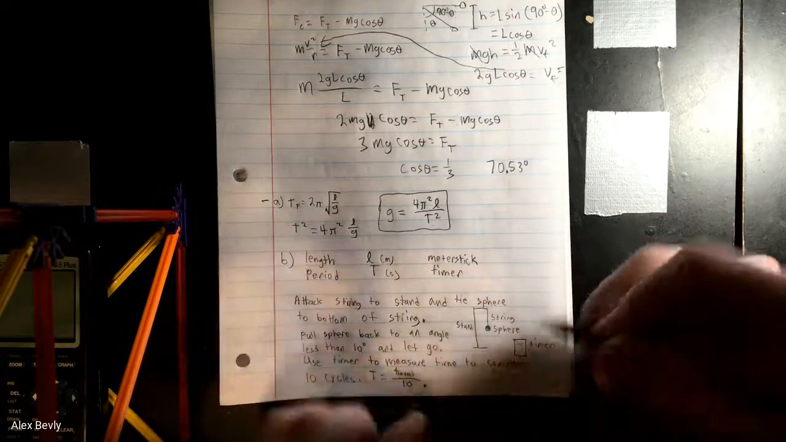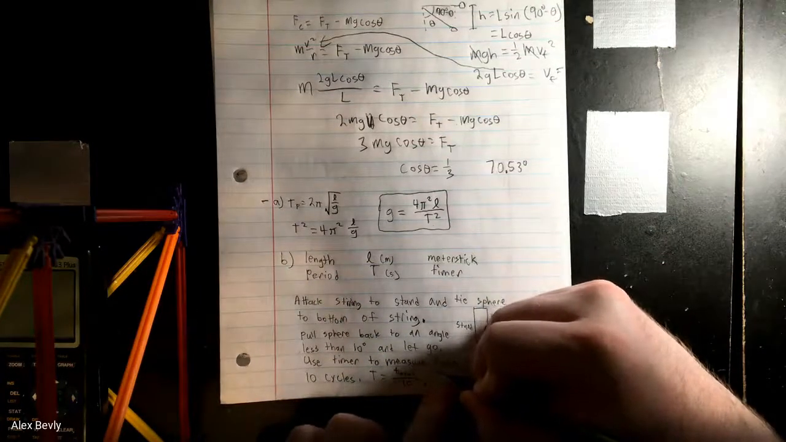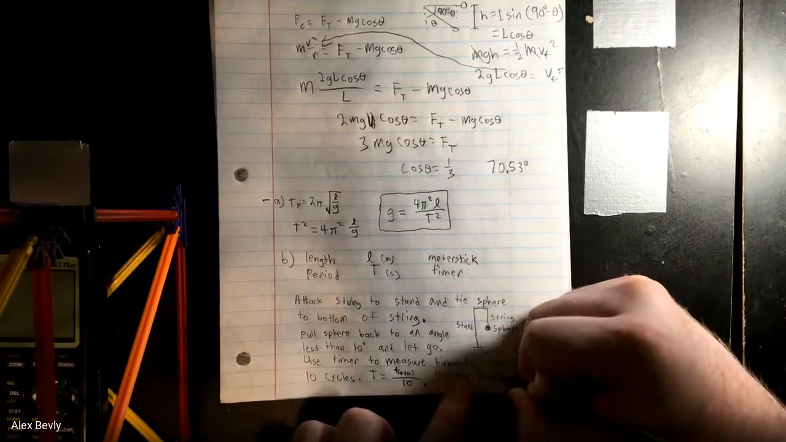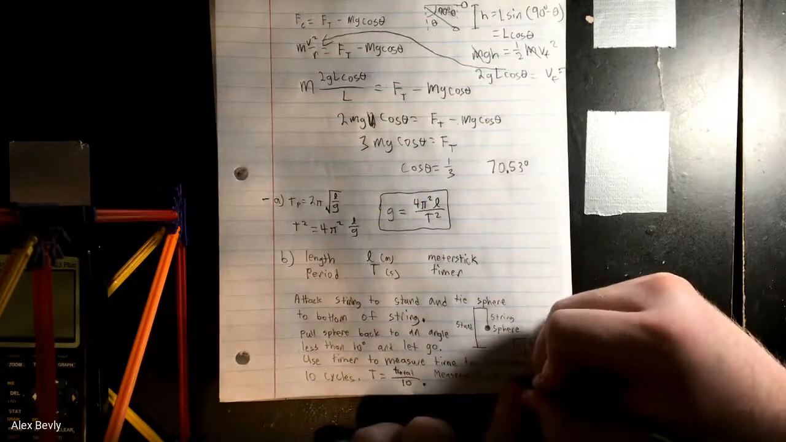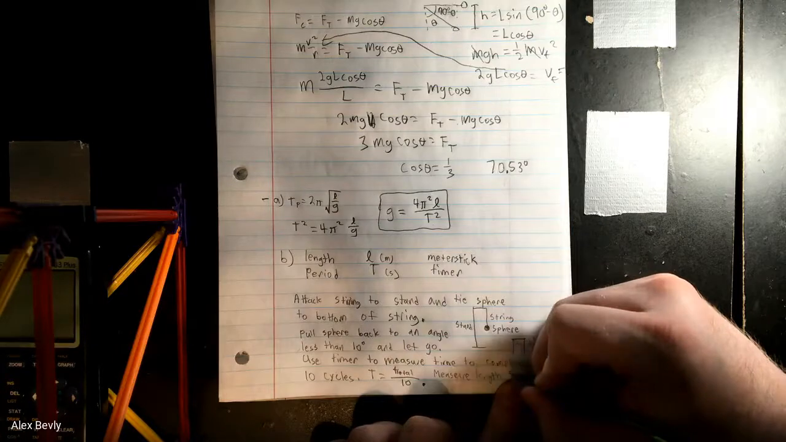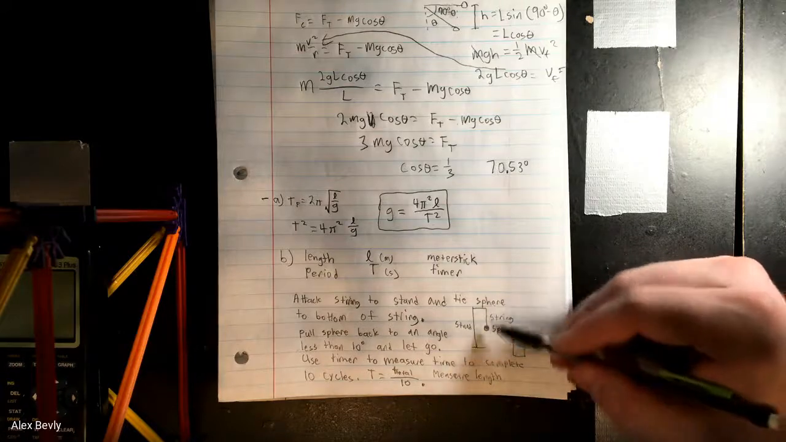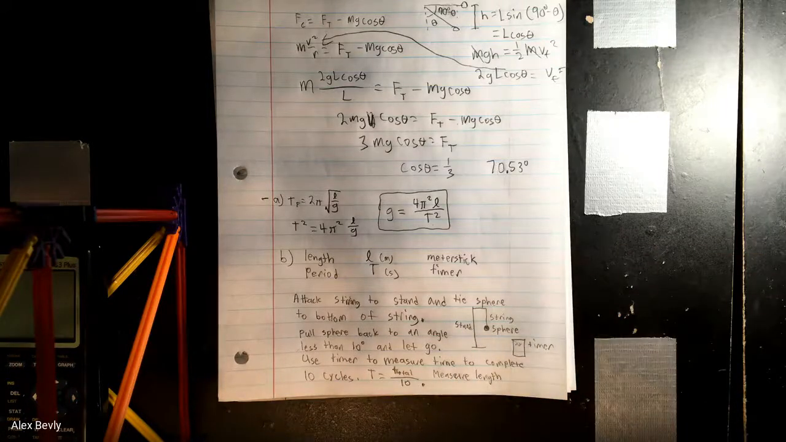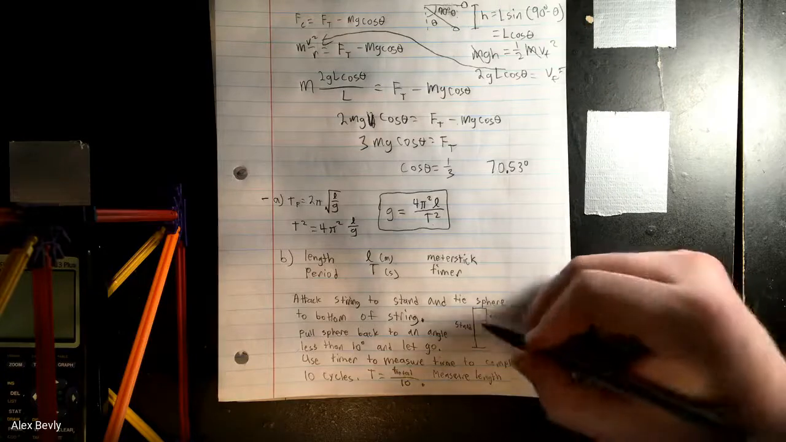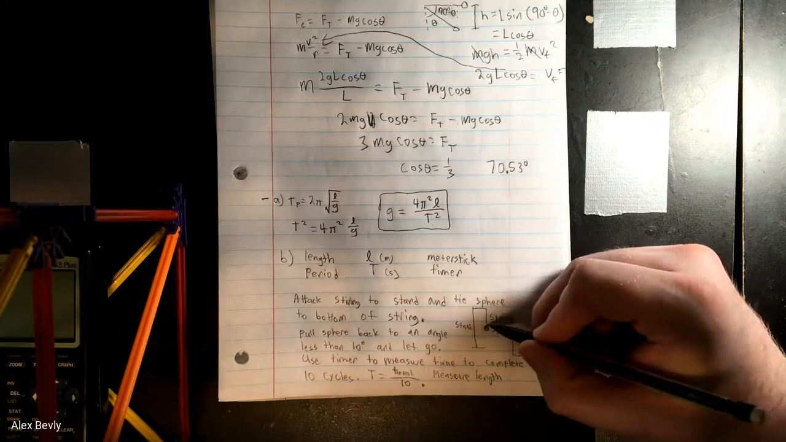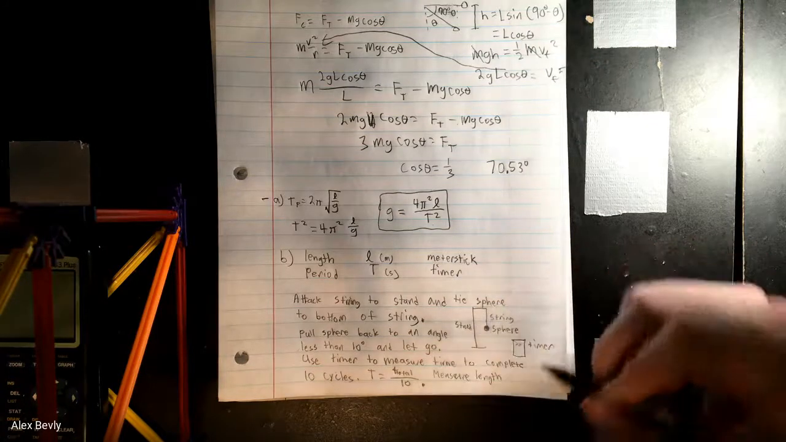So I measure length using a meter stick. From where to where? So what point do I start measuring the length? Probably where it's tied to the stand. Where do I stop the length at? The top of the sphere, middle of the sphere, or the bottom of the sphere?